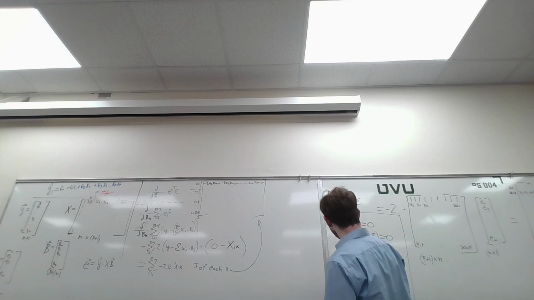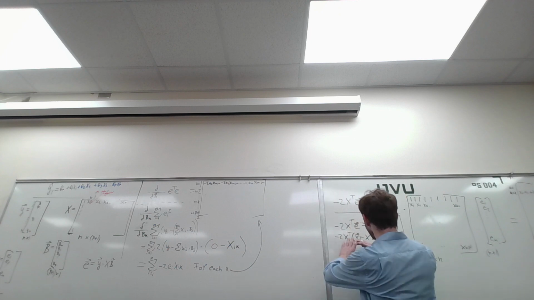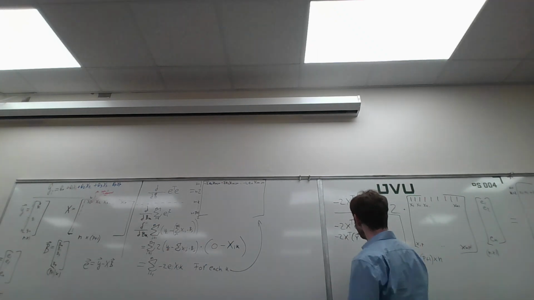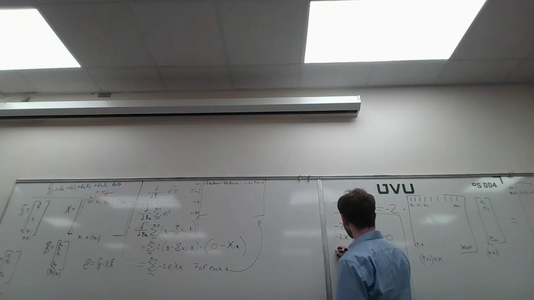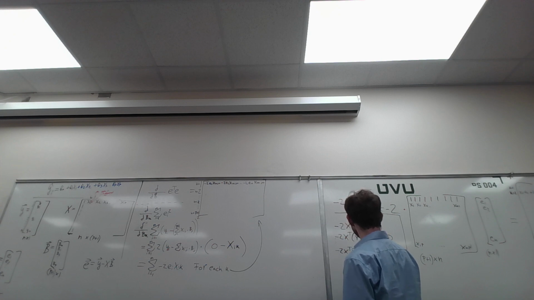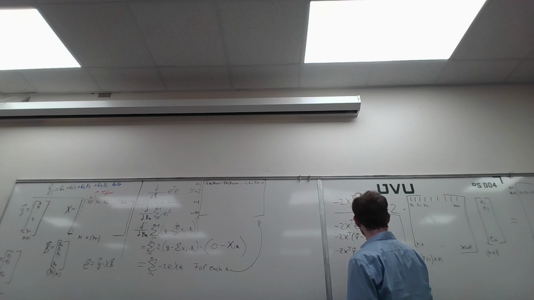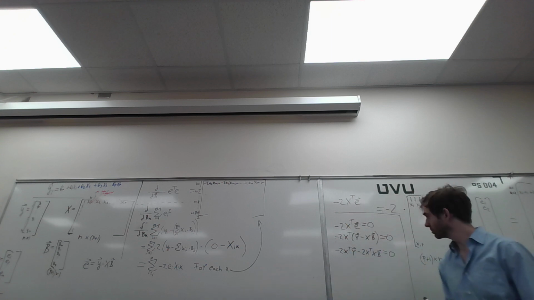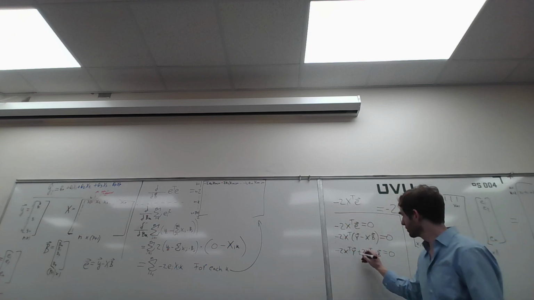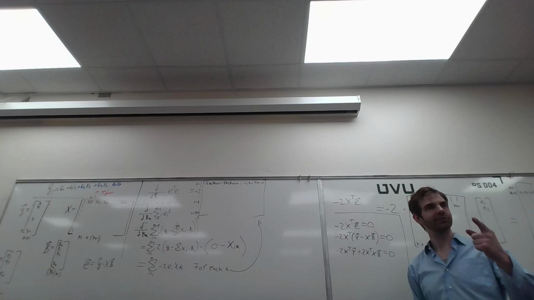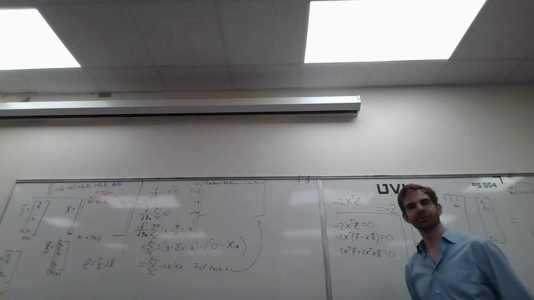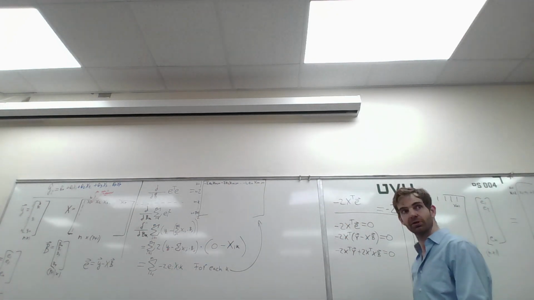Okay. Well, now I'm just going to do some manipulation algebraically. I'm going to distribute. So I end up with negative 2X transpose multiplied by Y vector minus 2X transpose multiplied by X multiplied by beta vector. That is equal to 0. Sorry. Plus. Negative times a negative is a positive. Okay. So far so good?